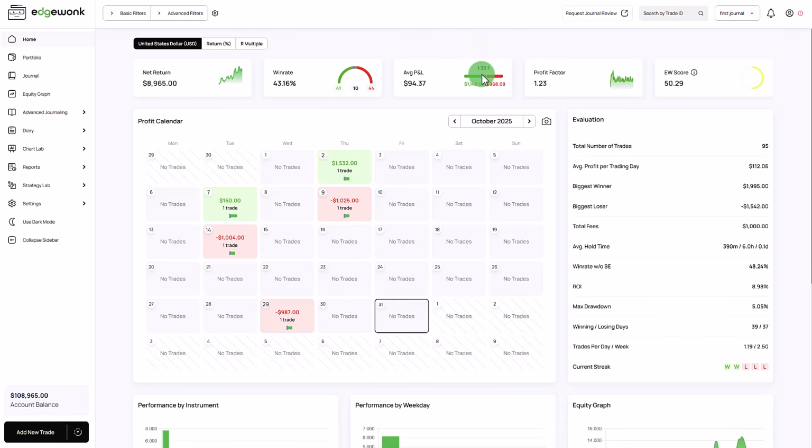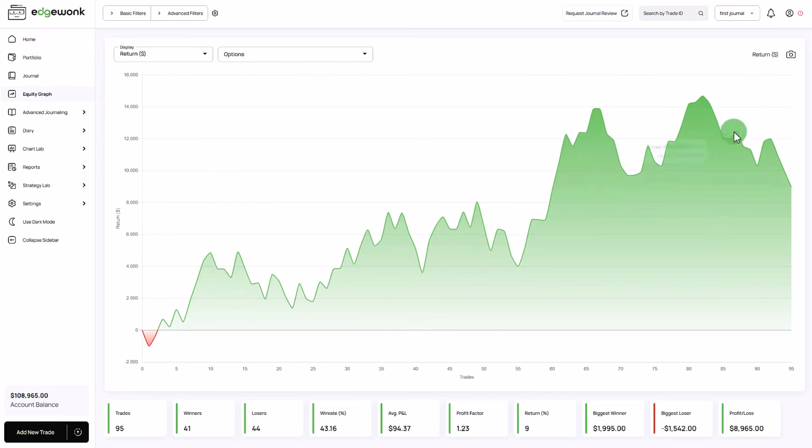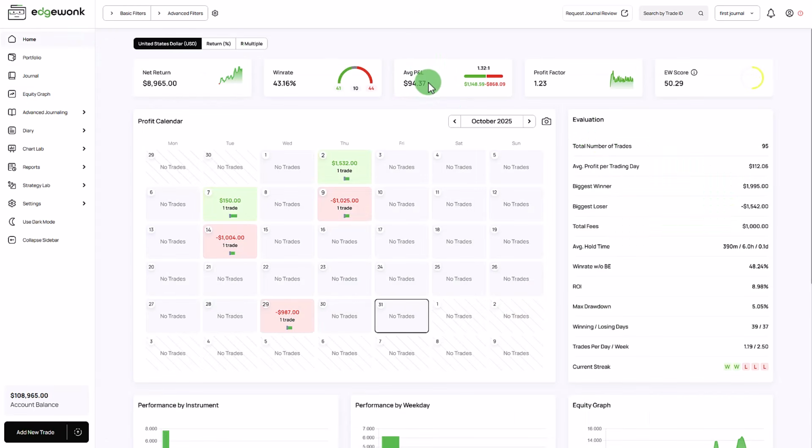Although it's above 1, which is a good start, ideally you want to get this up. 1.5, 1.6 and 1.7 is where you get into an area where you can become profitable very comfortably. Below 1.5, there's a lot of noise and volatility. And you can see when we look at the equity graph here, there's a lot of ups and downs, a lot of back and forth. And this is definitely something that a trader should focus on.